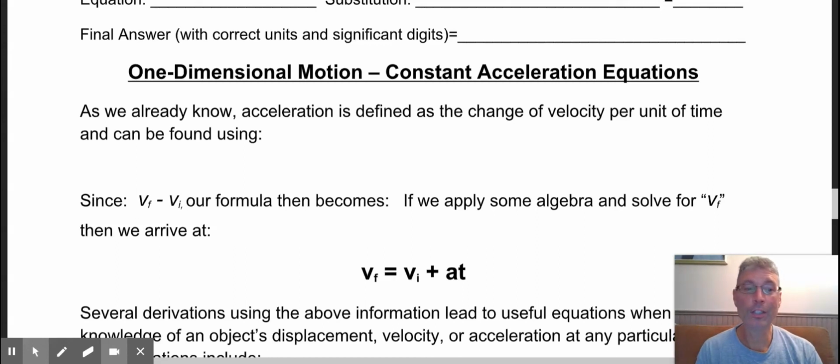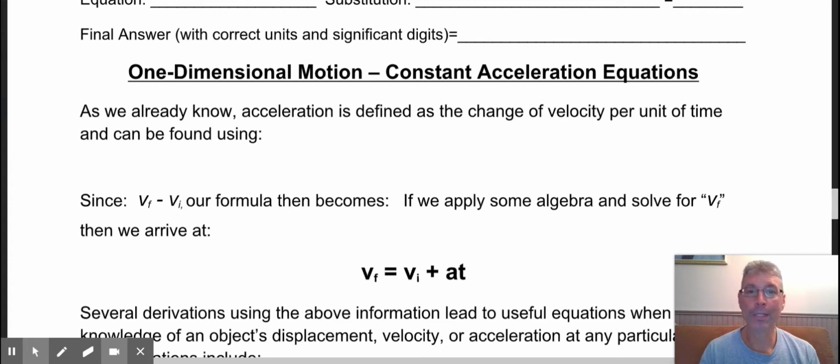Put the glasses on. All right, this is the second part of the kinematics, and today we're going to look at one-dimensional motion, constant acceleration equations. As you already know, acceleration is defined as the change in velocity per unit time and can be found by using the equation a is equal to delta v over t, which is a is equal to vf minus vi over t.